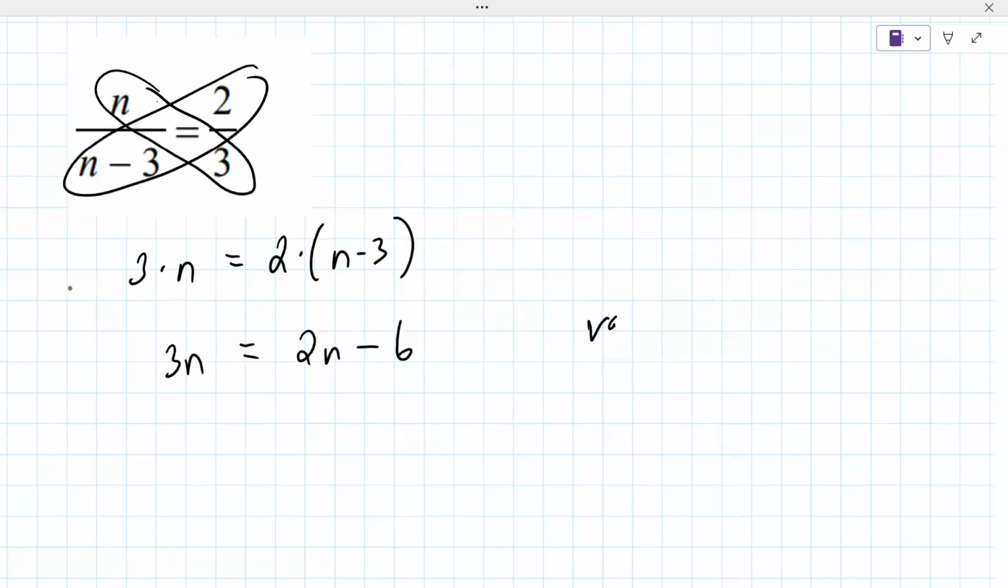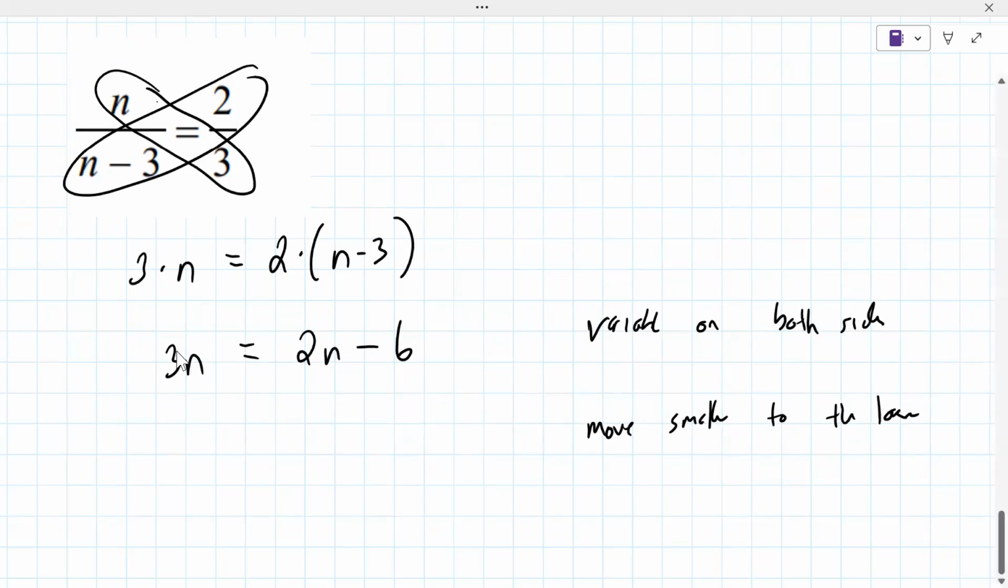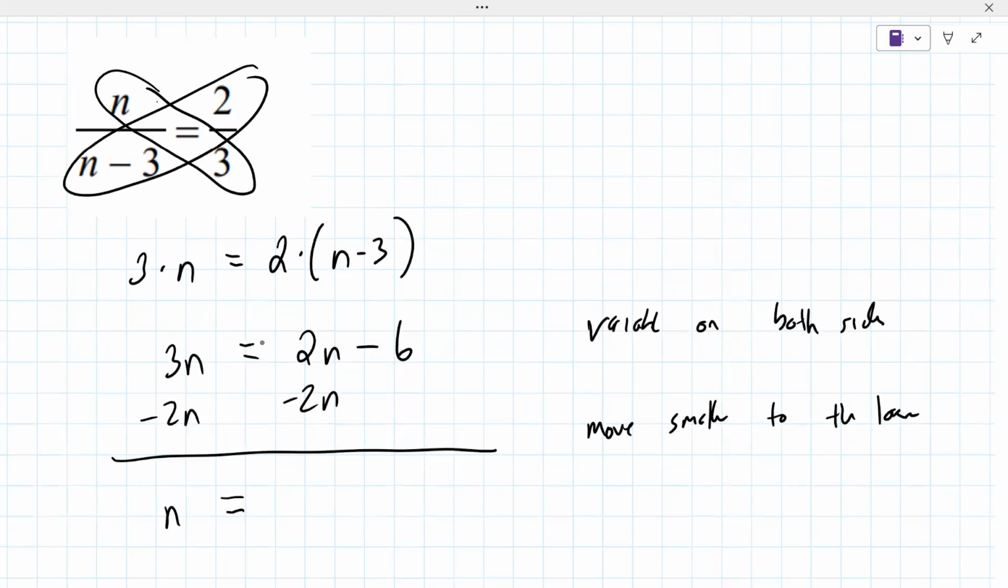Now, when you have variables on both sides, this is key here. You have to move from the smaller to the larger. Okay. So which is smaller, the 3n or the 2n? The 2n. So you're going to subtract 2n from both sides, and you get n equals -6. Okay. Got it.